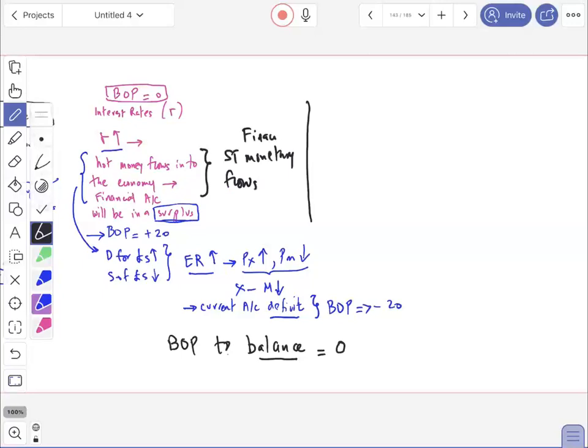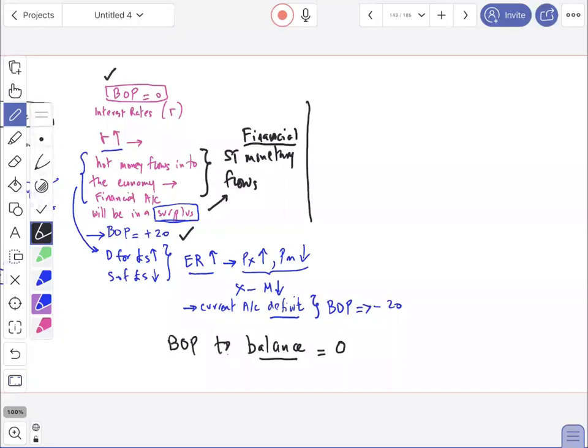So the financial account suddenly will show improvement because this money is coming into the financial account. It will show the short-term monetary flows in a surplus. So suddenly, when you started off, you had a balance of payment which was 0, and now you have a balance of payment which is actually positive. So there is an imbalance that's created, right?